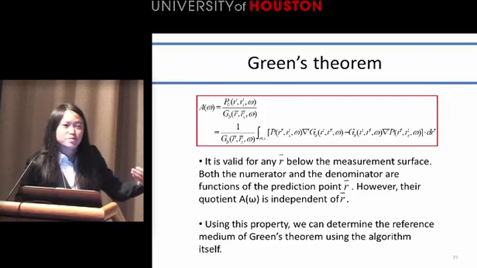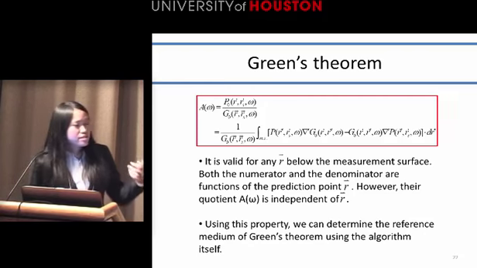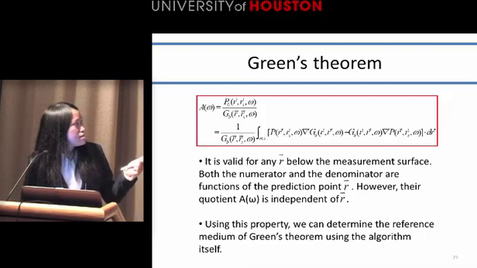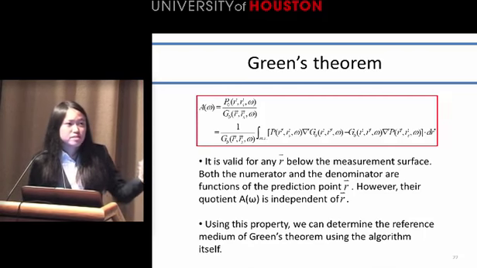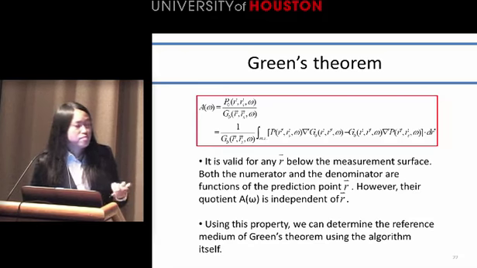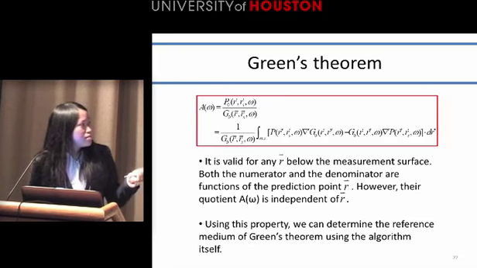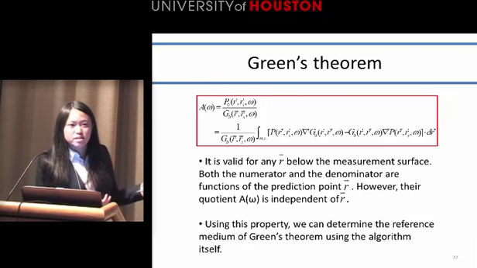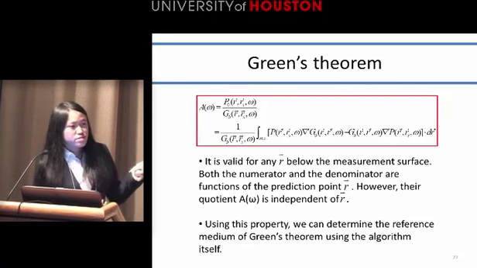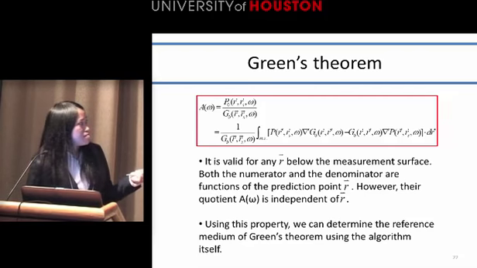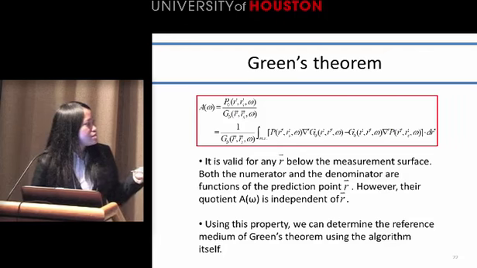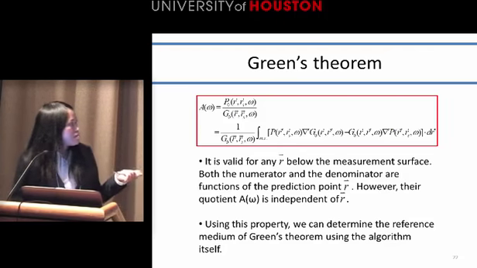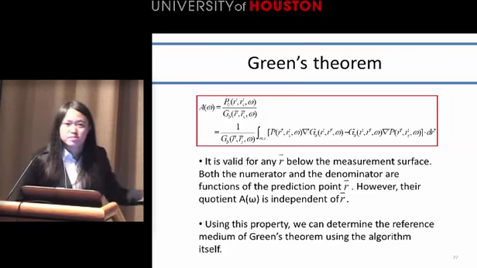This is a property that we will use: if you have the correct reference velocity, the result is independent of R, that means invariant at different prediction points. However, if you have the wrong reference velocity, then that means you have a wrong Green function. And at that time, you will lose the property of invariance. Then the result will depend on the prediction point R. And we will use this property to determine the reference medium of the Green's function using the algorithm itself.